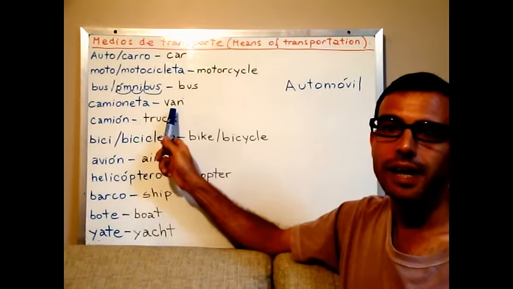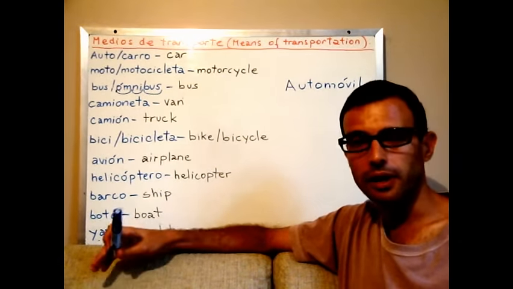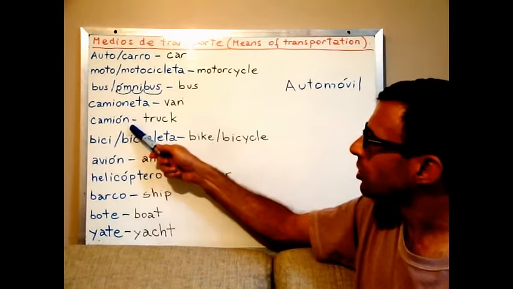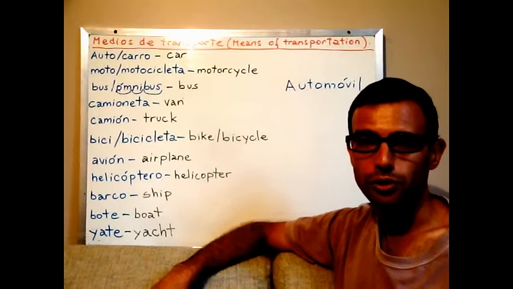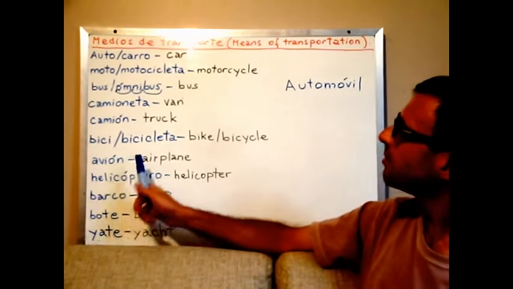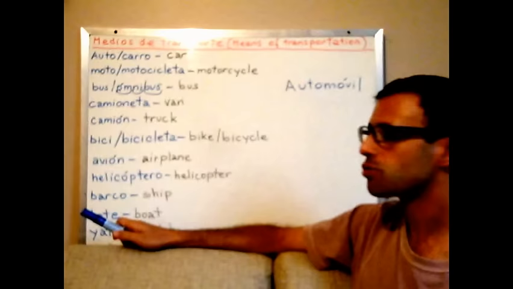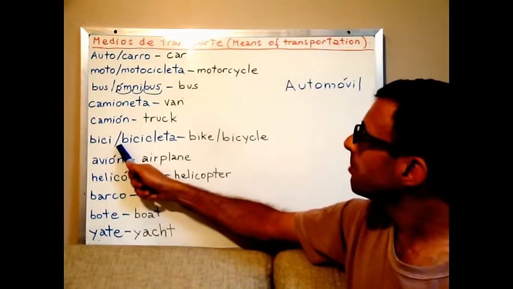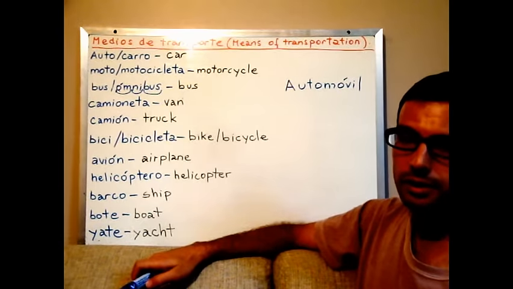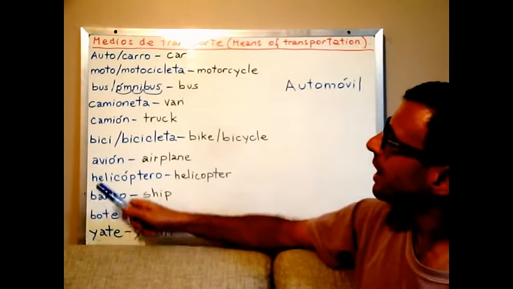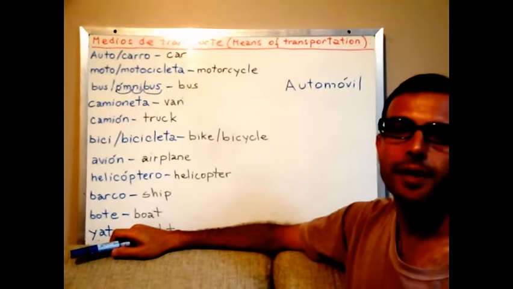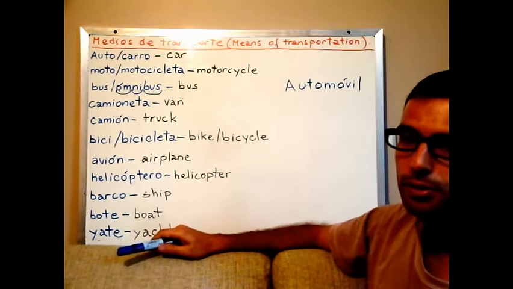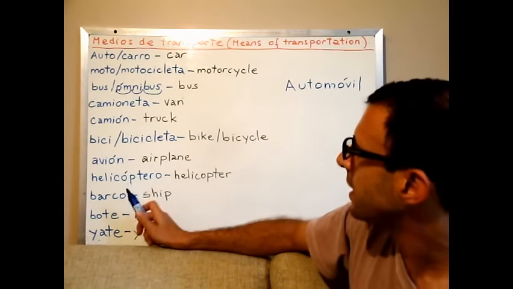Camioneta means a van, bigger than a car. A van, a camioneta. A camión is a truck. Then for bicycle, we have the short form, bici, that would be a bike, and bicicleta, that is the bicycle. Avión is airplane. Helicóptero is helicopter.